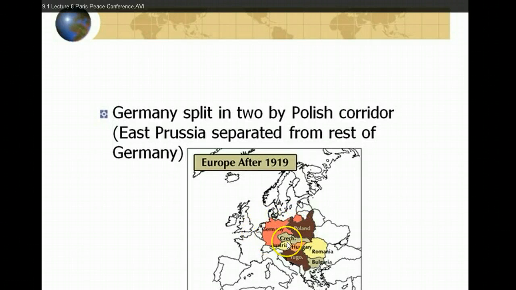Remember, they've been not allowed to rearm, only 100,000 men in their military, no submarines, etc. So all of this, I just want to keep that theme of, as a result of this treaty, there are going to be a lot of problems, a lot of anger, a lot of resentment.